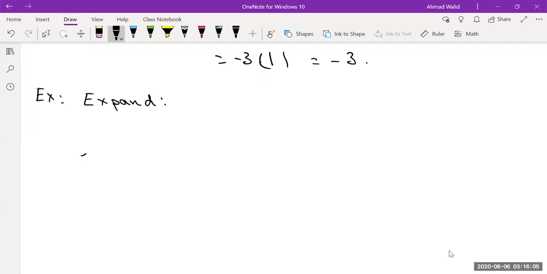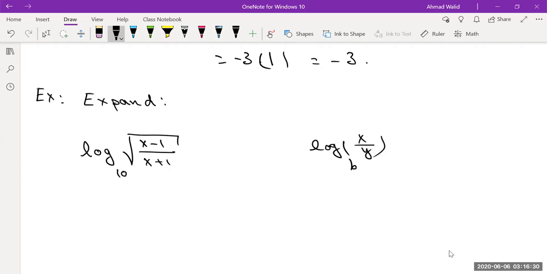A logarithm is given to you in condensed form, as one logarithm: log base 10 of the square root of (x minus 1) over (x plus 1). In this problem, they are asking you to expand. If you look at your quotient rule, which was log of x over y base b equals log of x base b minus log of y base b, I will apply this rule. The right side is the expanded form. The left side is one single logarithm.